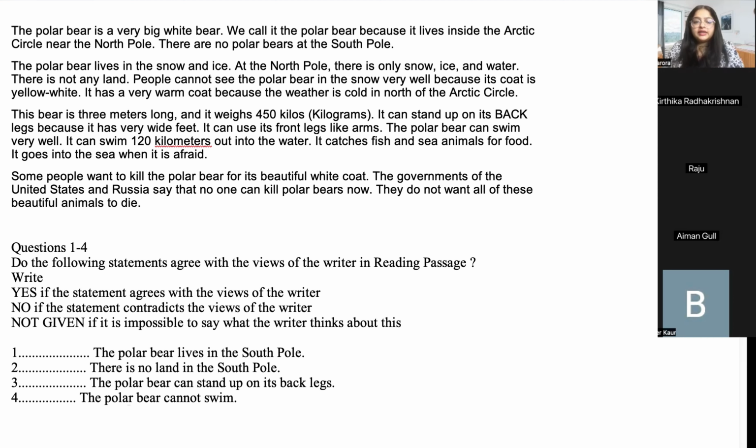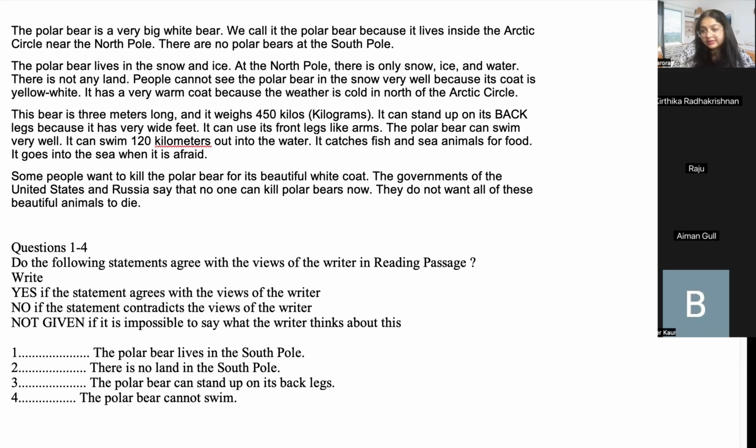The polar bear lives in the snow and ice. At the North Pole, there is only snow, ice, and water. There is not any land. People cannot see the polar bear in the snow very well because its coat is yellow white. It has a very warm coat because the weather is cold in the north of the Arctic Circle. Now, just read this carefully. At the North Pole, there is only snow, ice, and water. There is not any land.